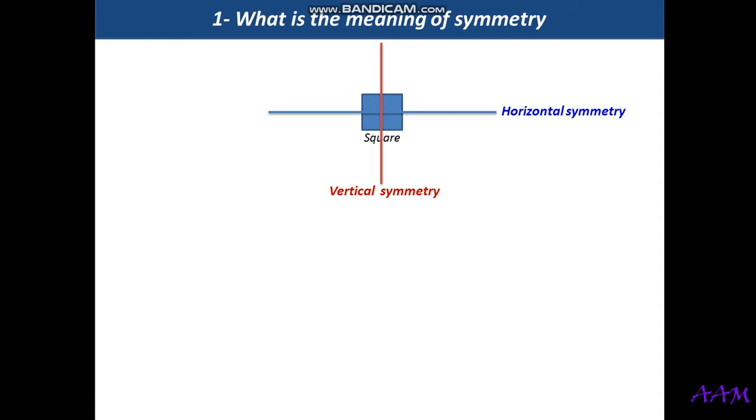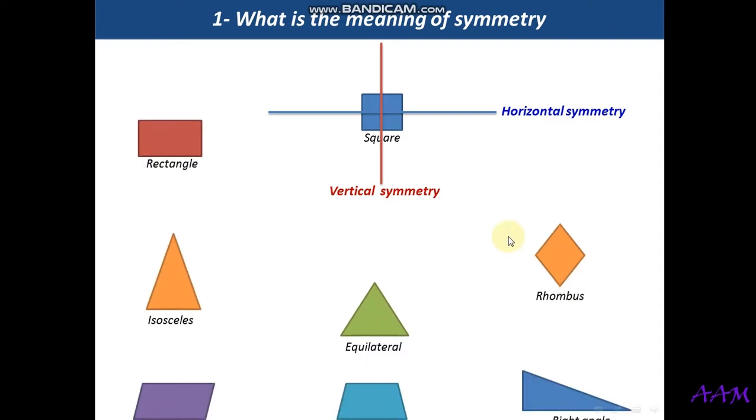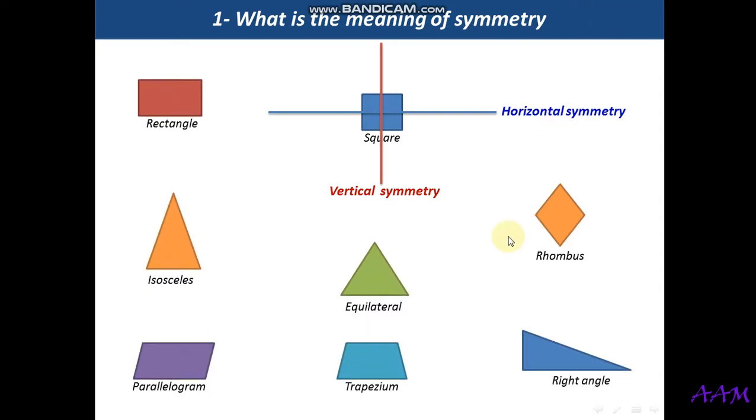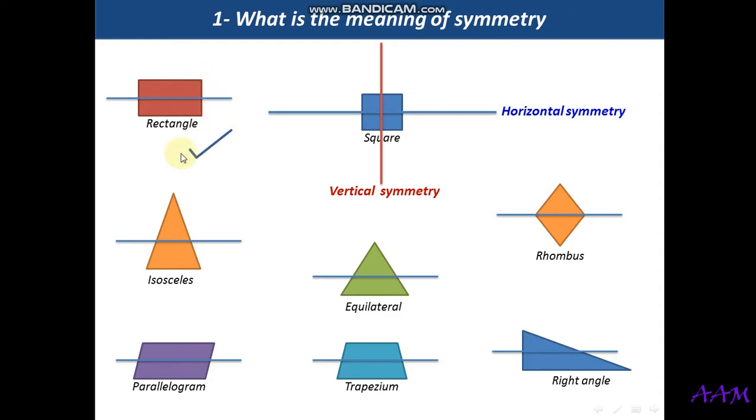Okay, other shapes, how do I deal with other shapes? Let us see. We have these shapes. Let us see if they also have horizontal symmetry and vertical symmetry. We cut them in halves. So let's start with the rectangle. Does the lower part look like the upper part? Yes. So it has a horizontal symmetry.